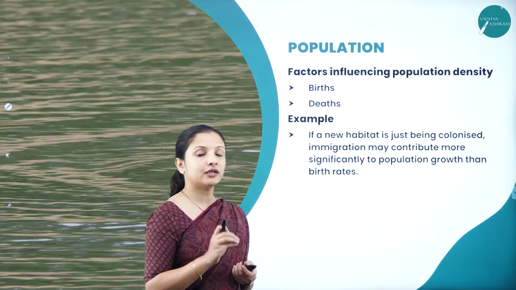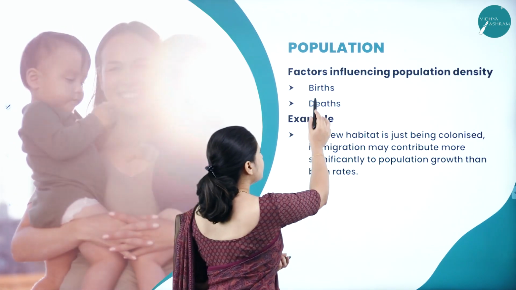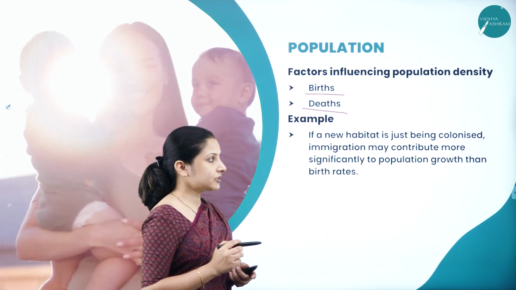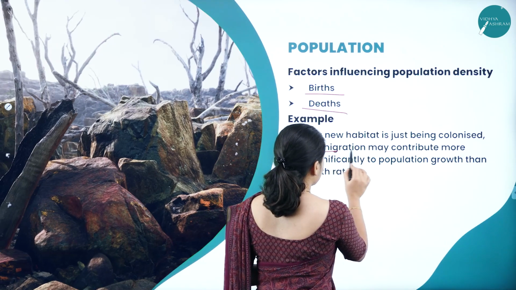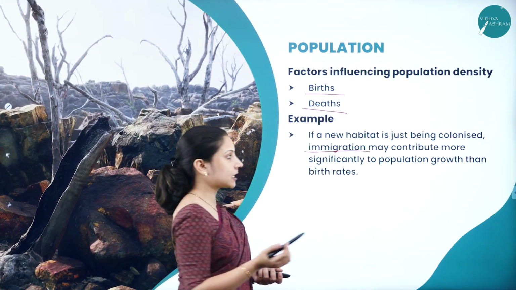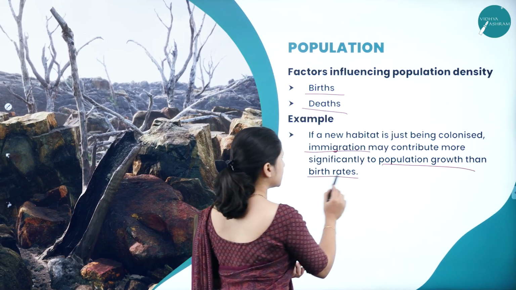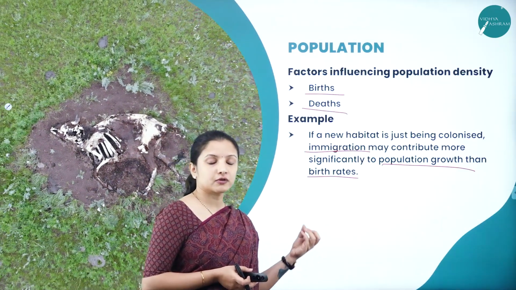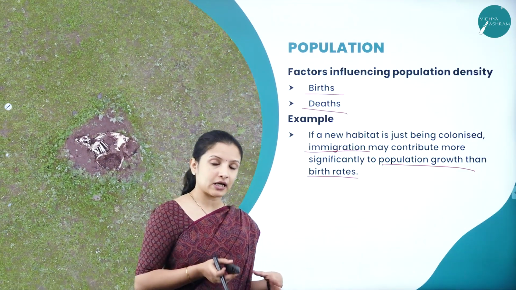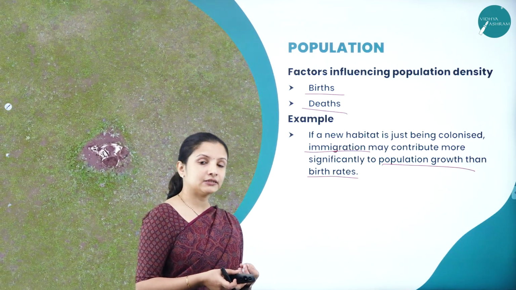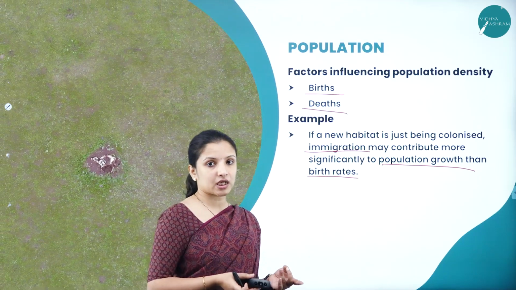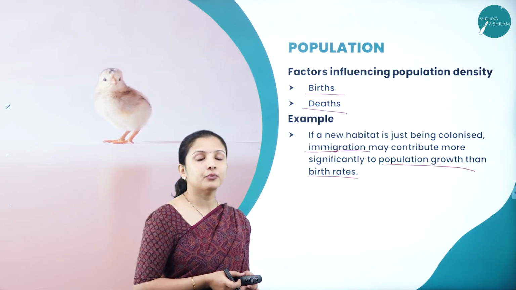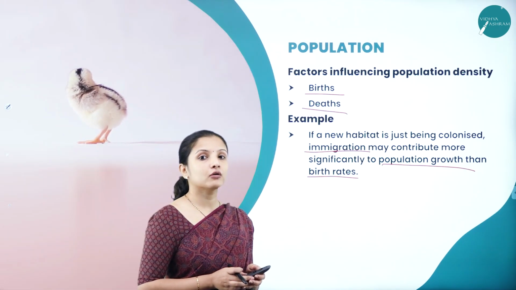The main factors that actually influence the population are the births and the deaths. So, say for example, if a new habitat is just being colonized, immigration may contribute more significantly to population growth than the birth rates. Say for example, along with birth rate, the immigration also contributes. Immigration means people moving into a country. So, in that country, births of individuals are also increasing. Apart from that, people are also moving into that particular country, causing an increase in the population.